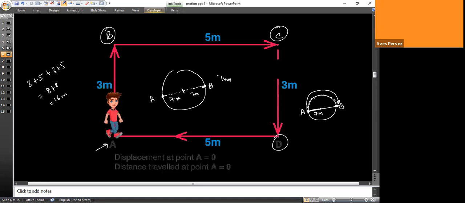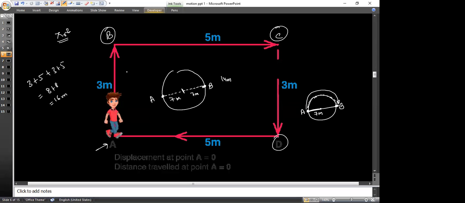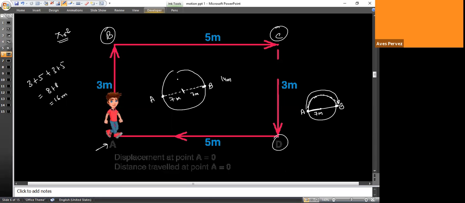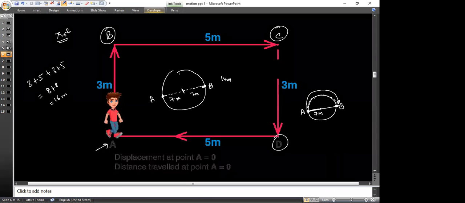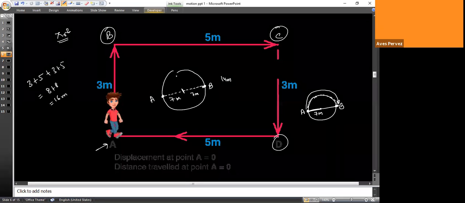And if I ask, you have studied in mathematics the circumference of the circle. You have studied this formula, pi r square. Have you studied this formula in the 8th standard? Yes or no? Yes, sir. Yes, you have studied. I know that you have studied. Okay, so if I ask you, what is the net distance covered?